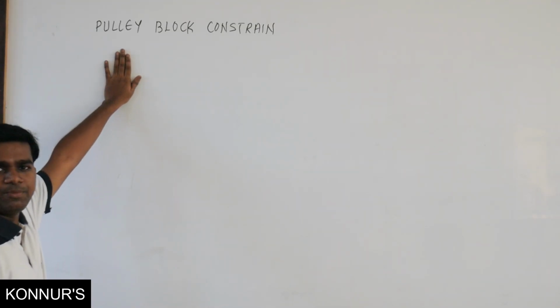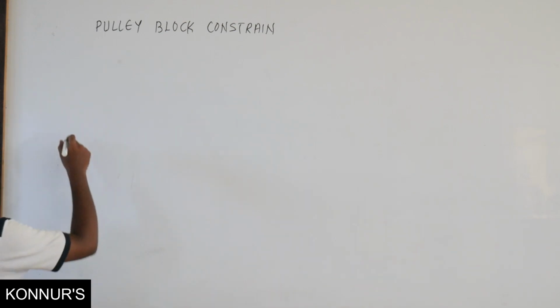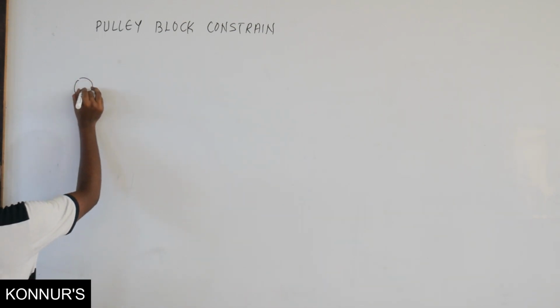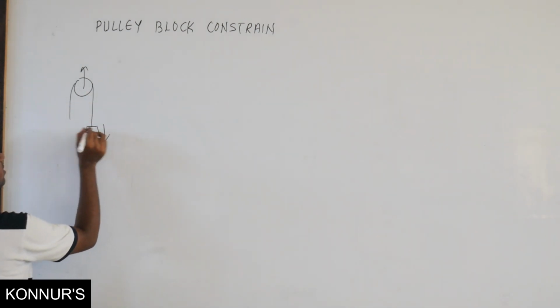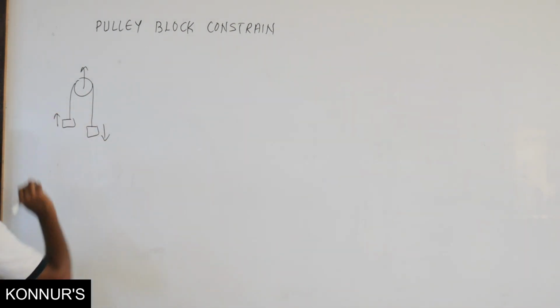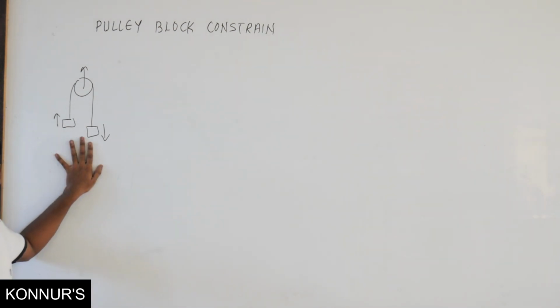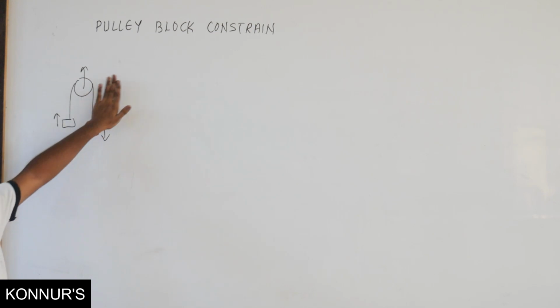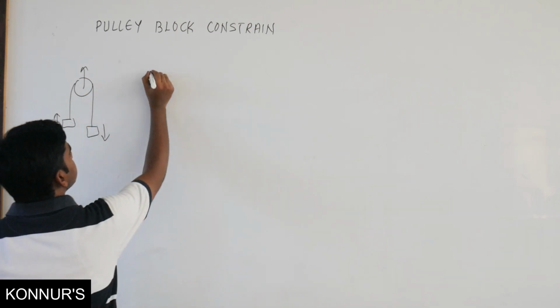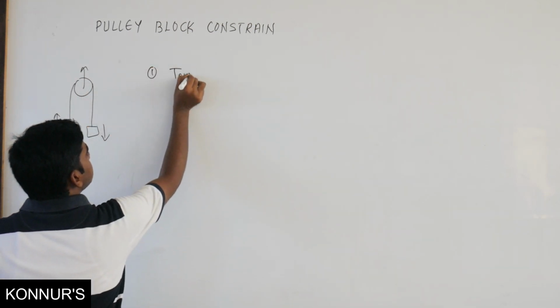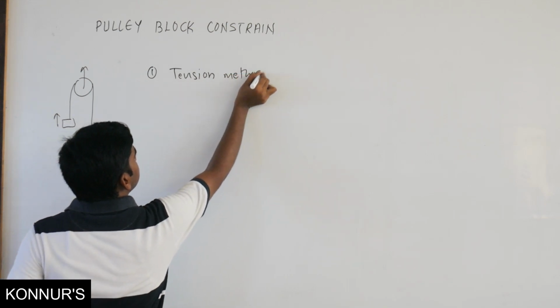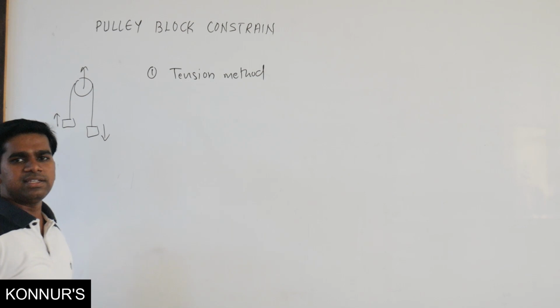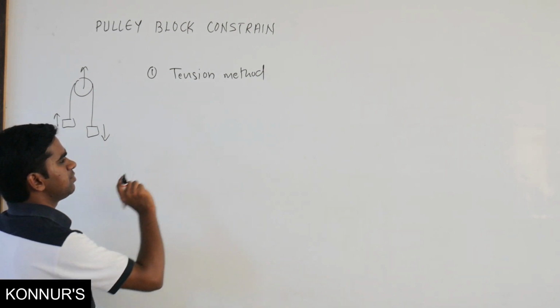Very important: pulley block constraint. Pulley block constraint means here the pulley is also moving and the blocks connected are also moving, maybe in this direction or any direction. In this case, they may ask to calculate velocity or acceleration or tension, anything. We can solve this kind of problem by two methods. The first method we call the tension method. What exactly is the tension method? We can use only one single statement.